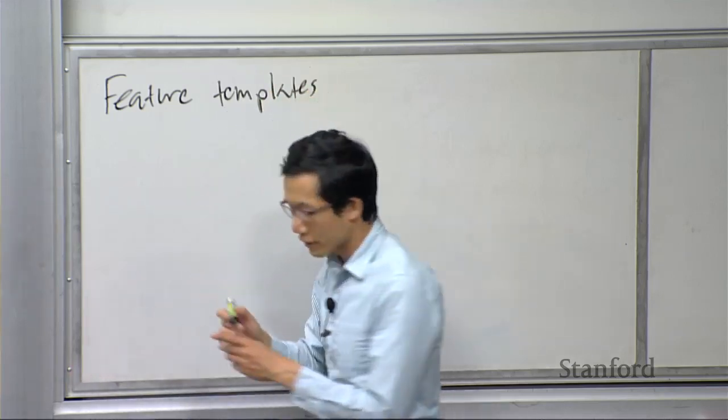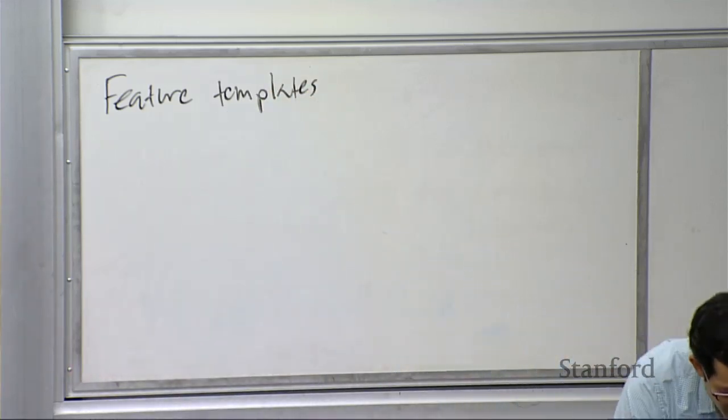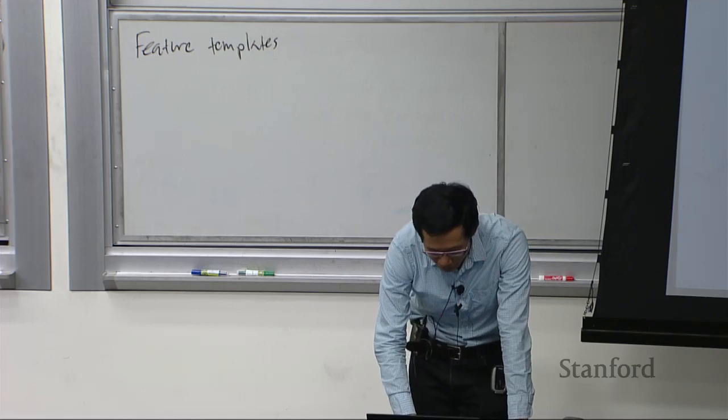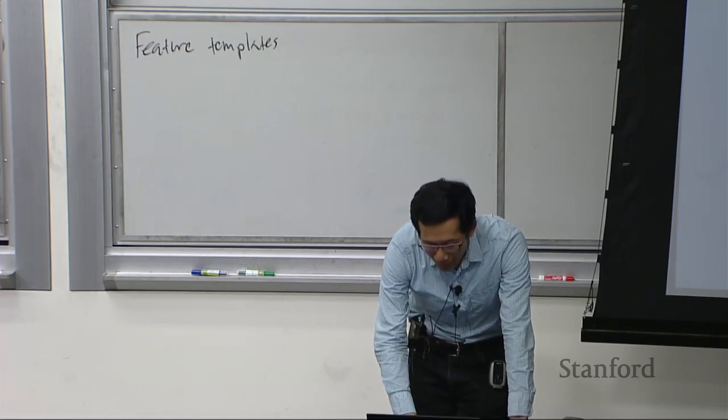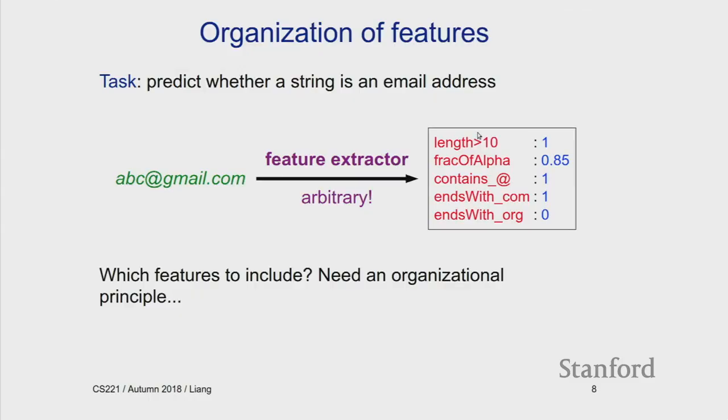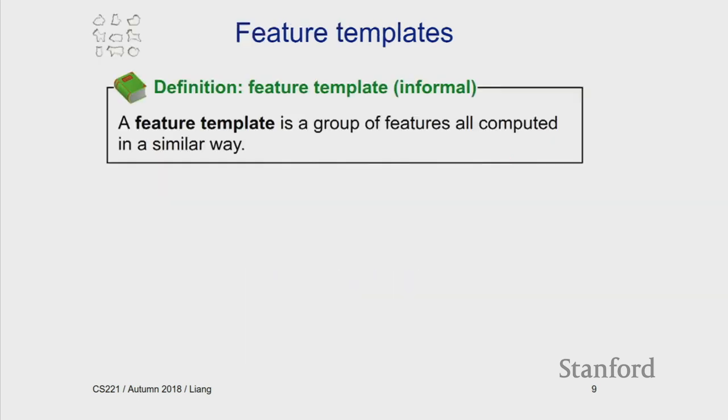Okay, so consider this familiar task of predicting whether a string is an email address. So you have a string, and last time we just wrote down some features, whether the length is greater than 10 and so on. And this is pretty ad hoc, right? Why do we have contains at but not contains question mark or something? So we need an organizational principle, some way to think about creating not just one feature, but a set of features. So this is the idea of feature templates.